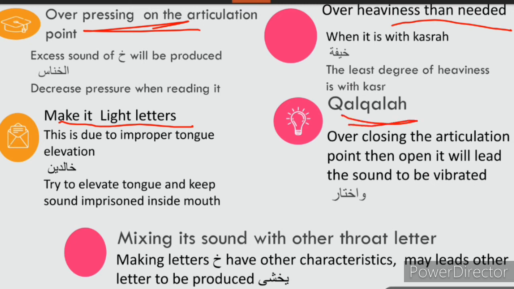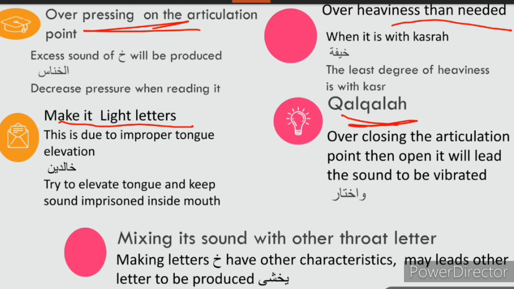The next mistake that may happen when we read letter Kha is to make qalqala sound on it. Qalqala, or vibrated sound, or repeating, or after closing its articulation point, reopen it again. Like wa kha, wa khotara. And it is not wa kha. The sound of Kha is not wa kha. It is wa khotara, like this.